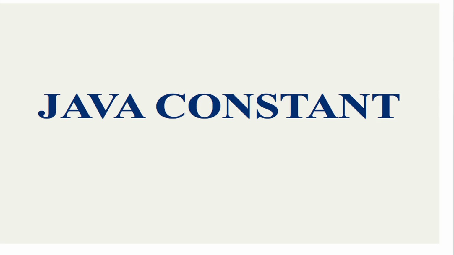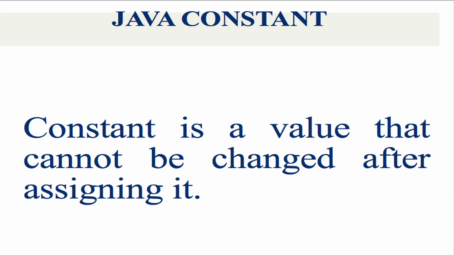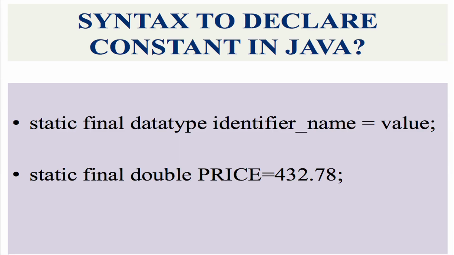Now the third part of this lecture, that is Java constant. Constant plays a very important role in Java. To declare any variable as a constant, we use the final keyword. A constant is a value that cannot be changed after assigning it. So a constant value means a fixed value we will store inside the final variable, and the final keyword is used to declare a final variable. But sometimes we use static final, with the data type and identifier name equals to value. So this is the syntax of declaring the constant.